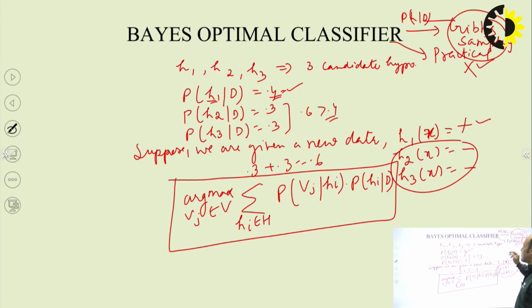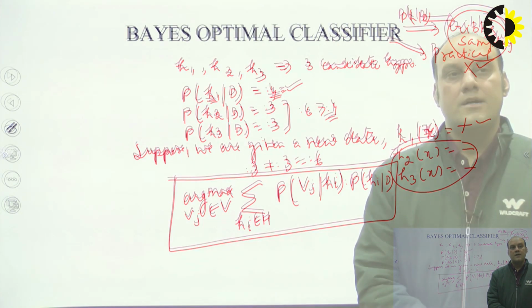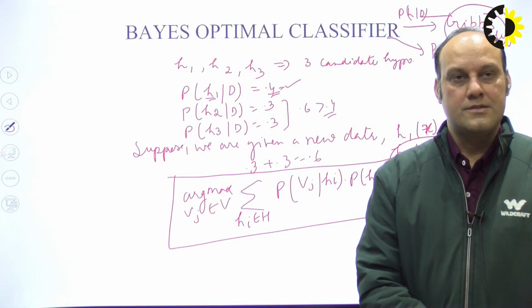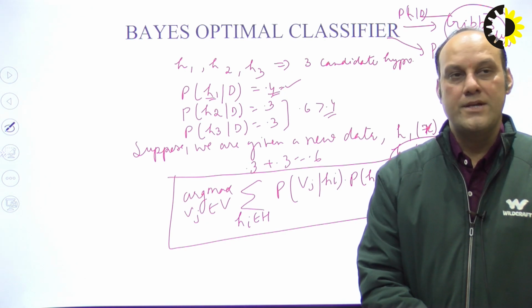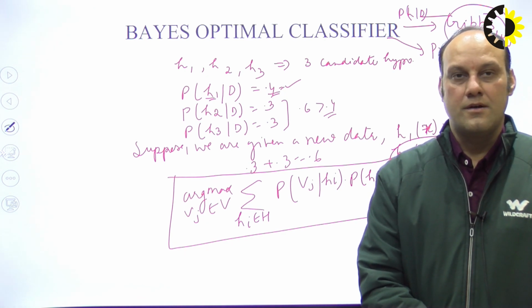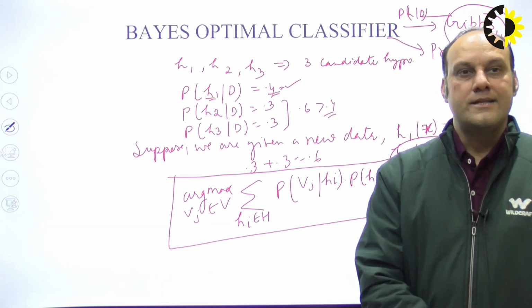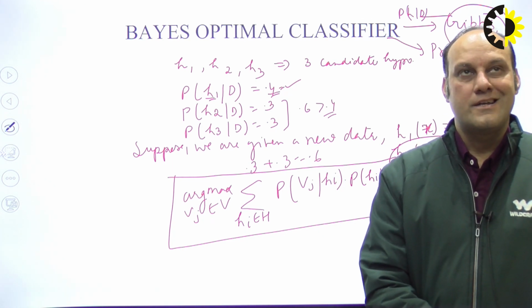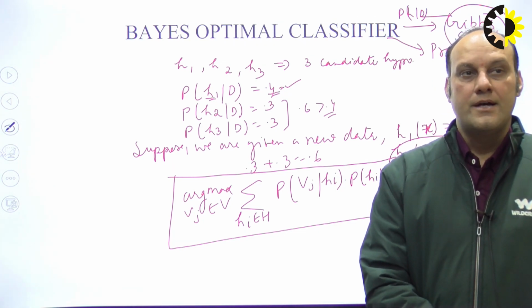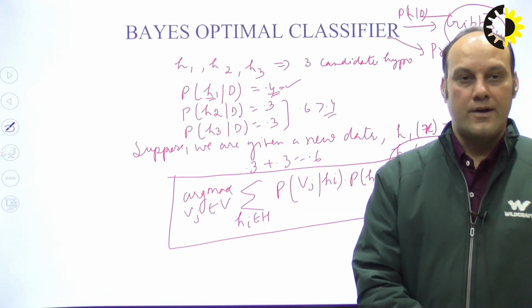So that's all for today. This is important. I think you should understand the concept of Bayes learning, which is based on these important concepts: Bayes theorem, then MAP, then maximum posterior probability, then the Bayes optimal classifier.